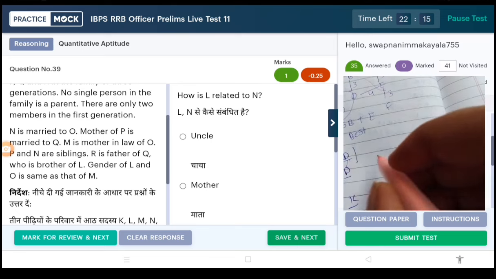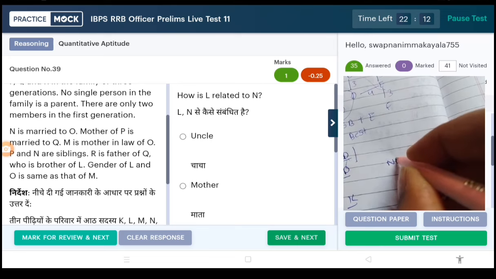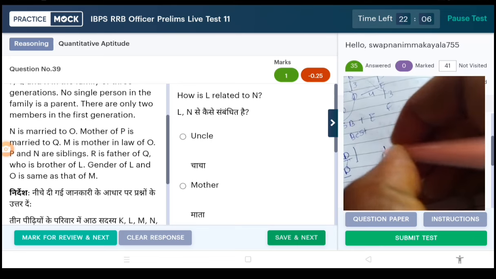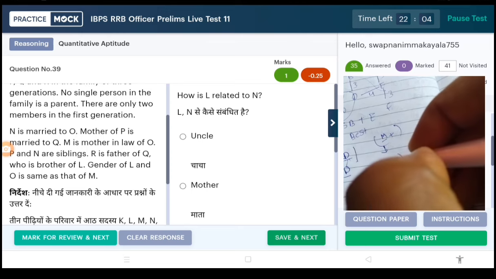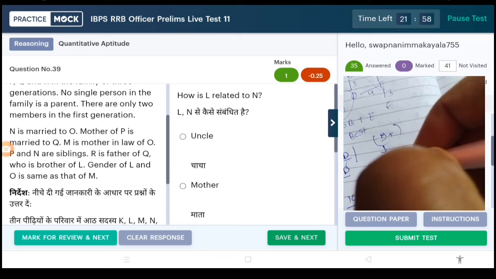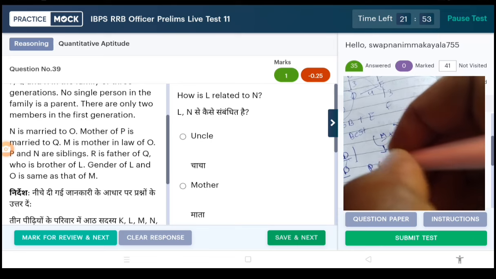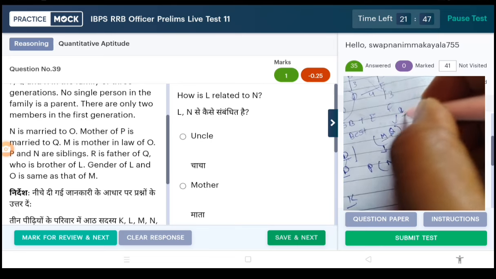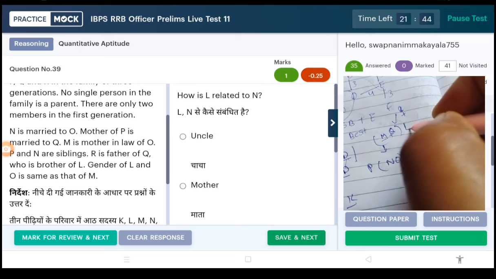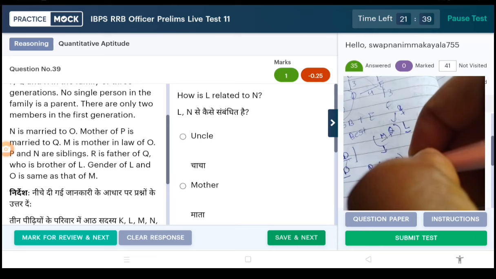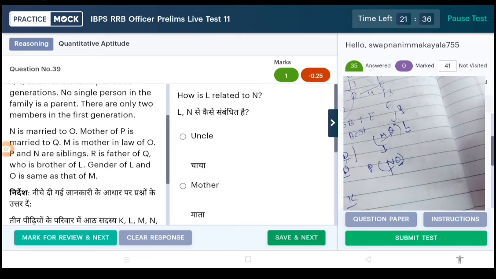Next. N is married to O, mother of P is married to Q, M is a mother-in-law. So M is mother-in-law of O. P and N are siblings, R is the father of Q, Q is the brother of L. Gender of L and O is same as that of M. Two persons in the first generation.